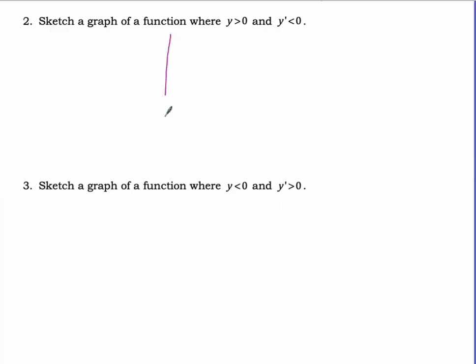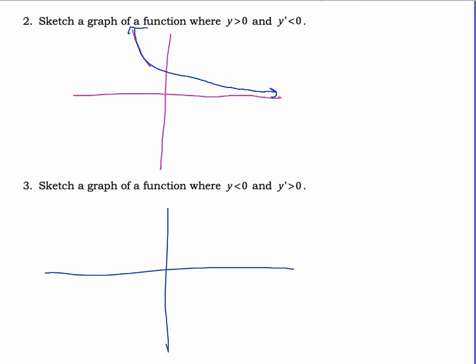Sketch a graph where the function is greater than 0, but the derivative is always less than 0. That means the tangent lines always have negative slope, so this is a decreasing function, and it's got to always be positive. So I guess you could draw something like this. This is always decreasing, but always positive. Okay, let's try this next one. It's negative, but always increasing. Well, you can simply draw something like this, right?